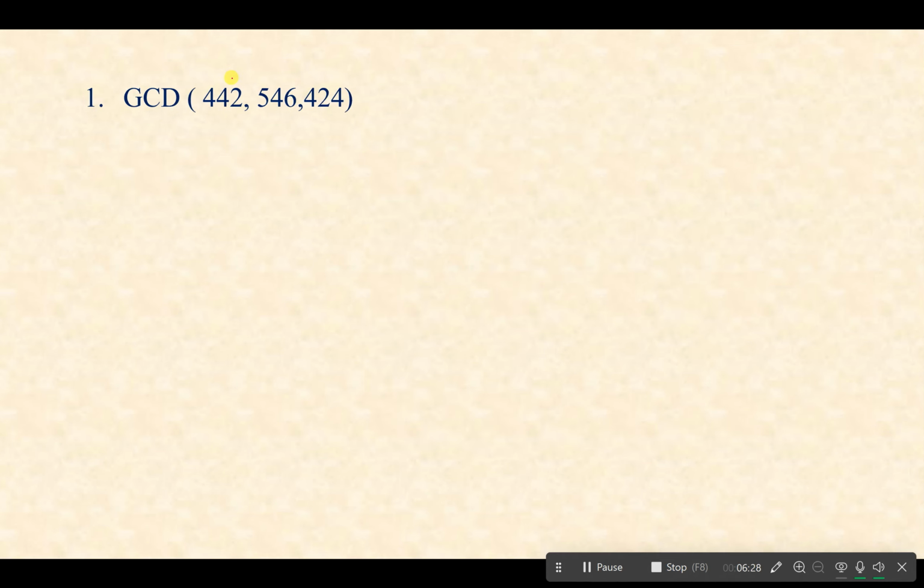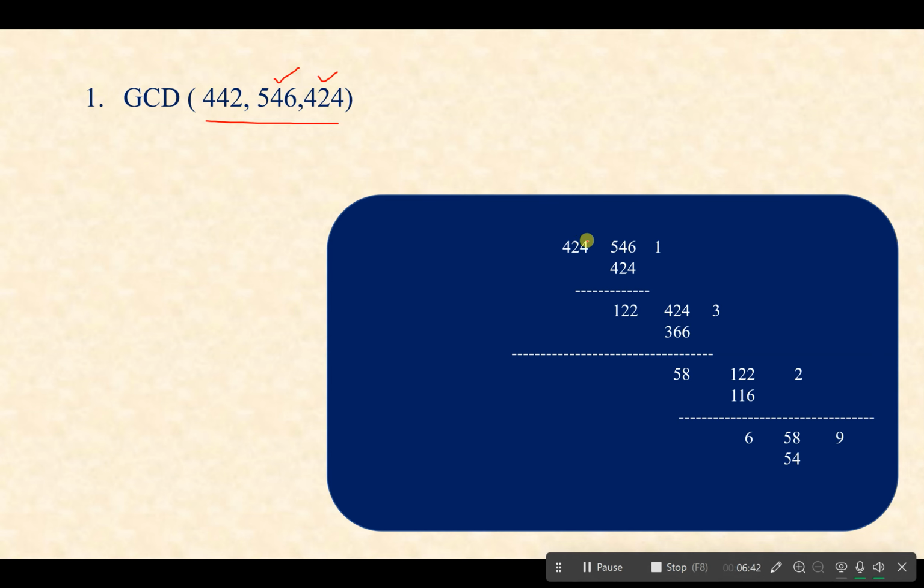Now, can you try what is the GCD of these three numbers? So in such cases, what we'll do is, first we'll find out the GCD of any two numbers and then with the answer we will find out the GCD with the next number. For example, let us say we'll take 546 and 424. So these two numbers we are taking first. Any two numbers you can take.